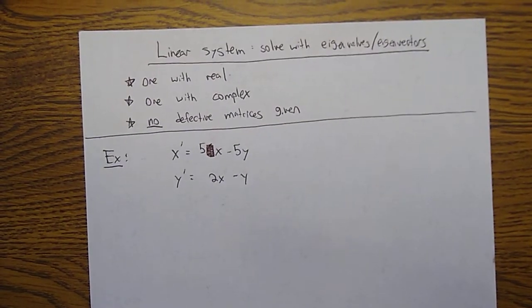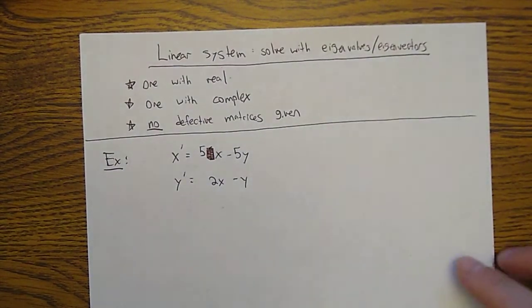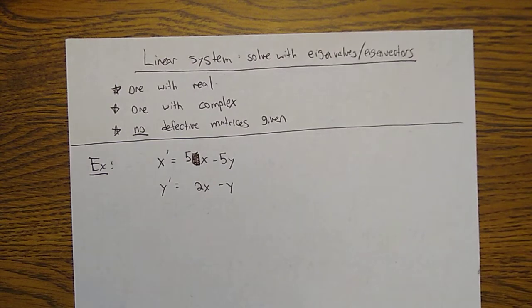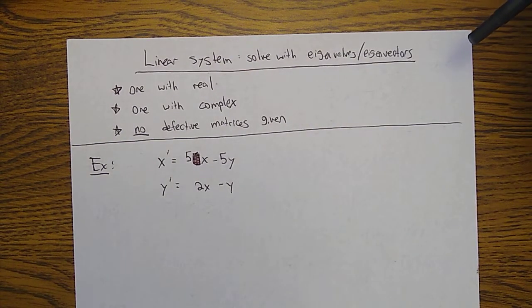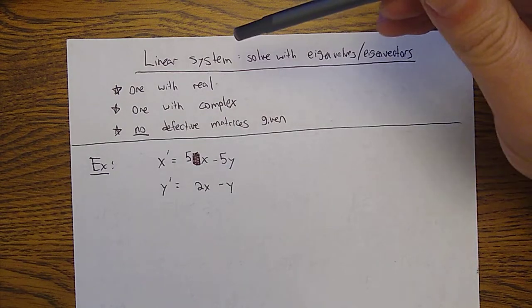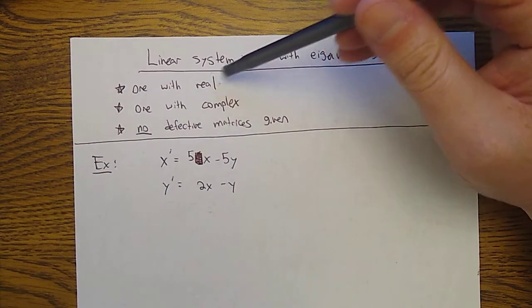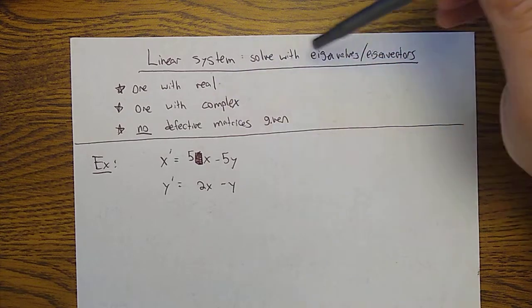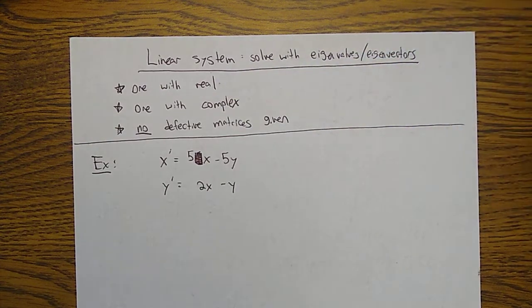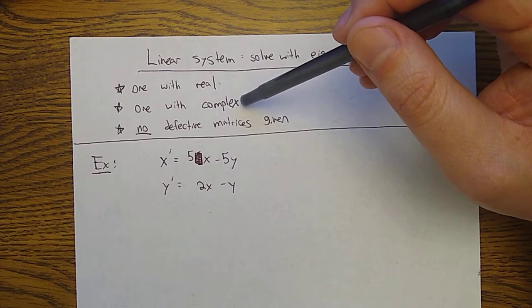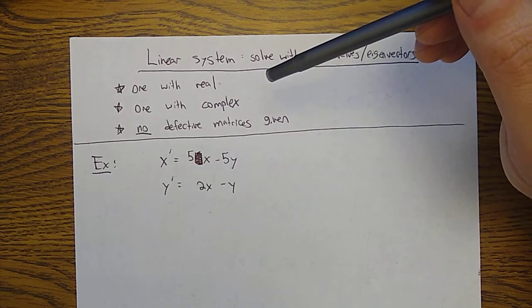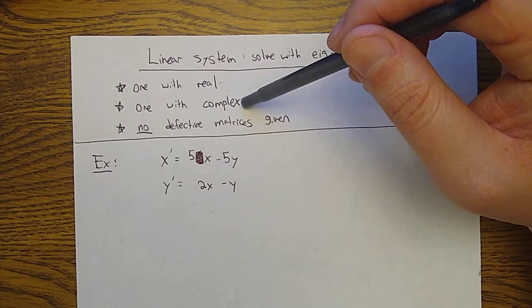Okay, so for test review, the first thing I want to do is talk about the linear systems that you solve with eigenvalues and eigenvectors. There's going to be one where everything is real, all the eigenvalues and eigenvectors are real, and then one where you have to deal with complex numbers. That one has a more complicated formula.